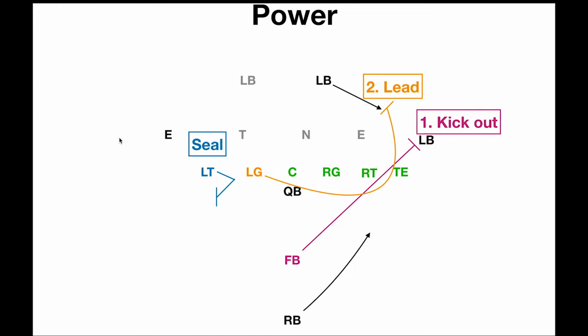Now with this traditional personnel grouping, what you're going to see here on power is first the fullback is going to kick out the end man on the line of scrimmage. So in this case, because we're seeing that kind of undershifted 4-3, maybe this is a 3-4 personnel kind of defense as well. Regardless, that's going to be a linebacker here. So that fullback is going to kick this player out.